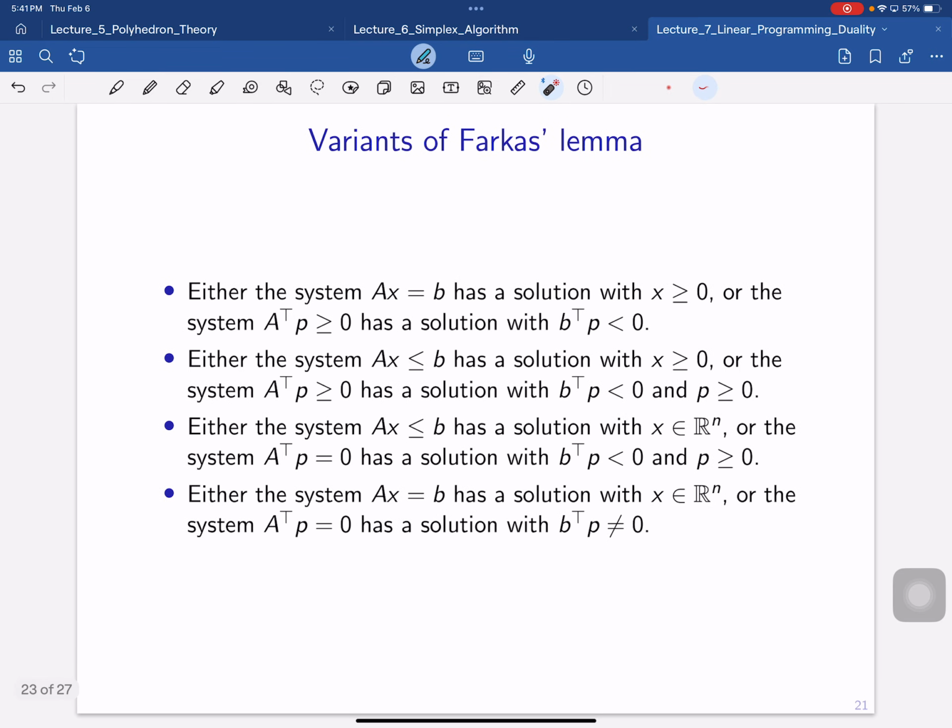Now there are different variants of Farkas lemma. It's very similar to the different variants you have for taking the dual of an LP. Similarly, you can have different variants of Farkas lemma. You can refer to this page if you want to show a system is infeasible.